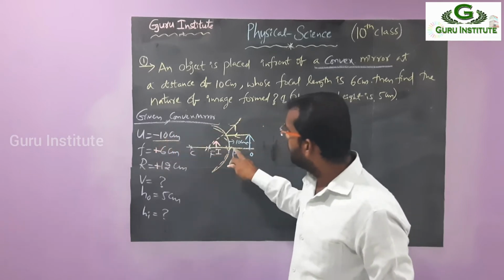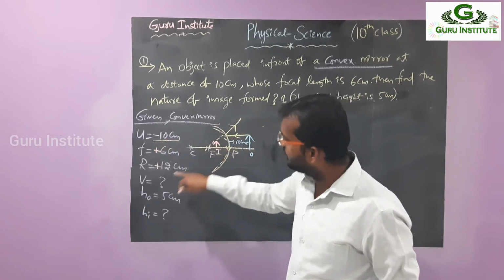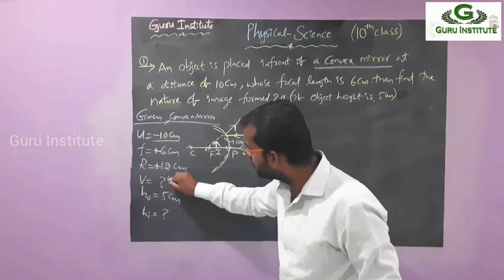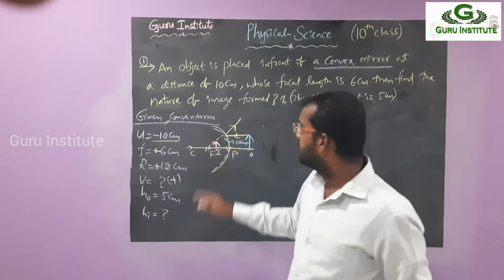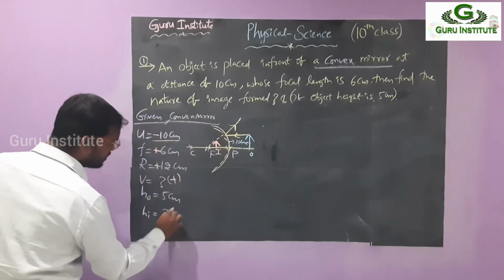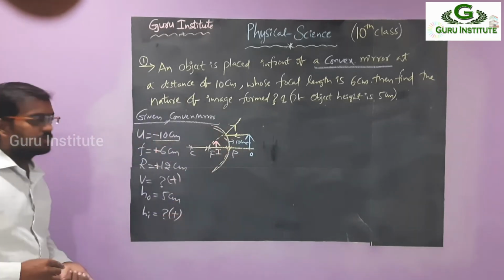Right. Where is the image found? PI. So your answer PI should also be positive. If you get a positive answer it is right; if you get negative, it should be wrong. And HI, what is that? It is above the principal axis, so you will also get positive. So this is the data.